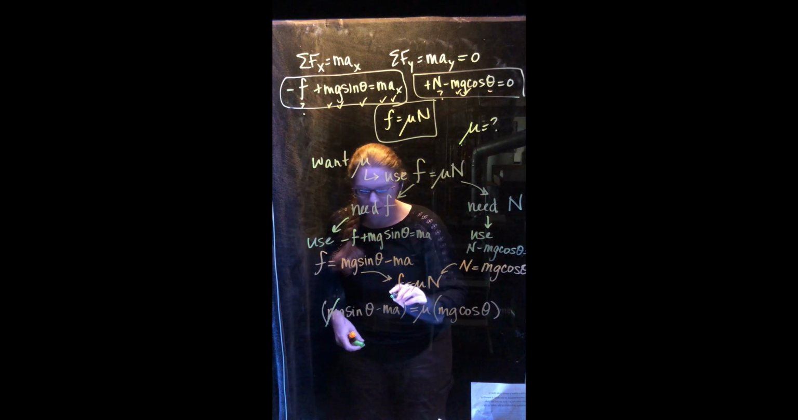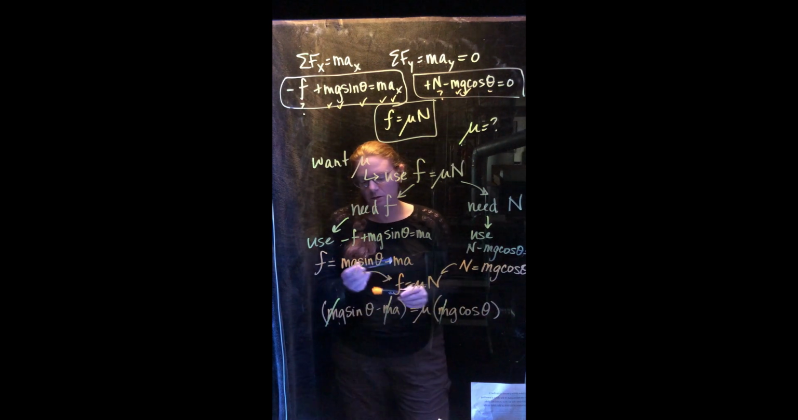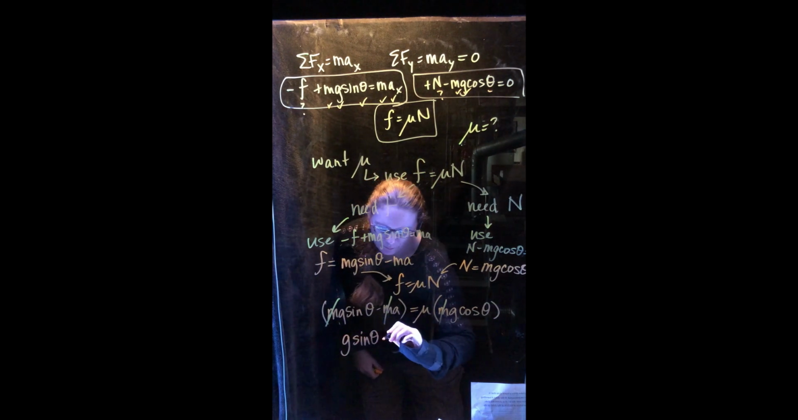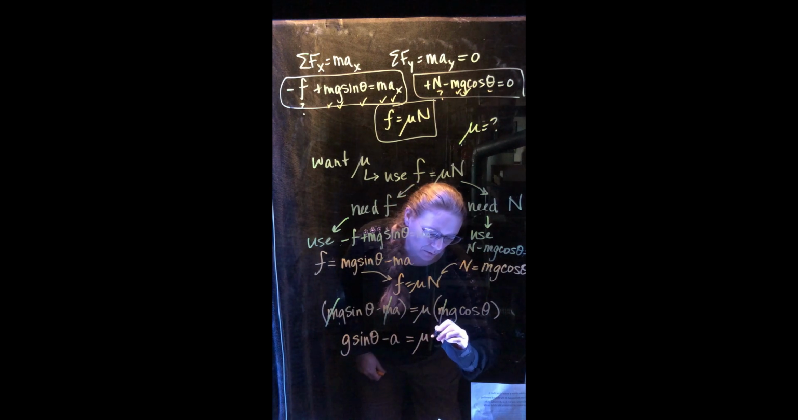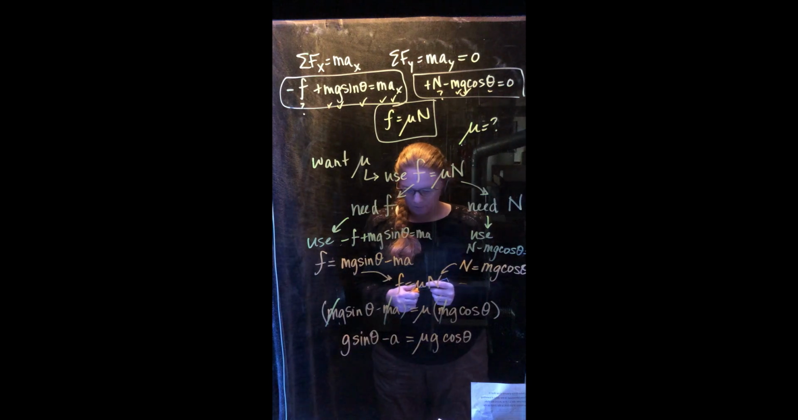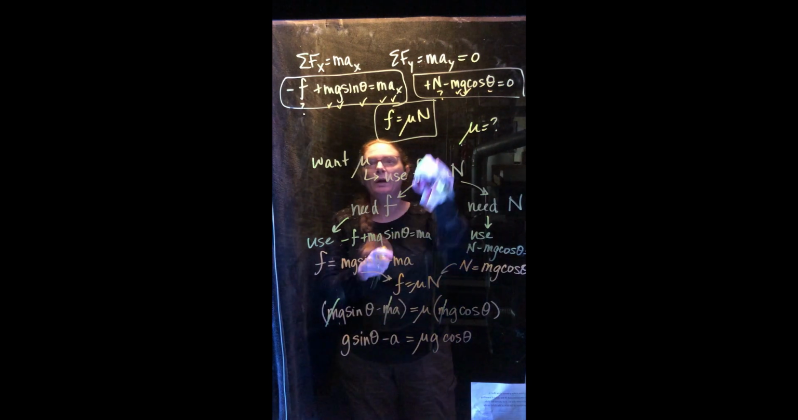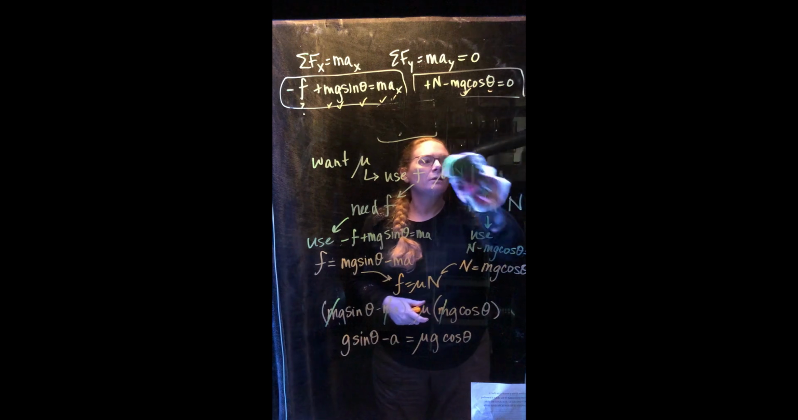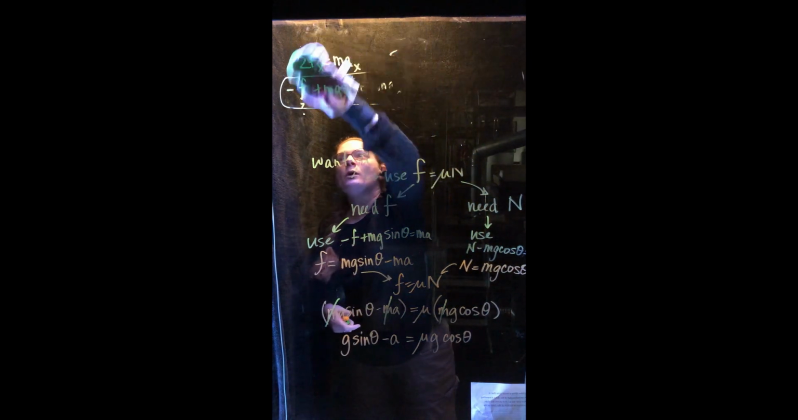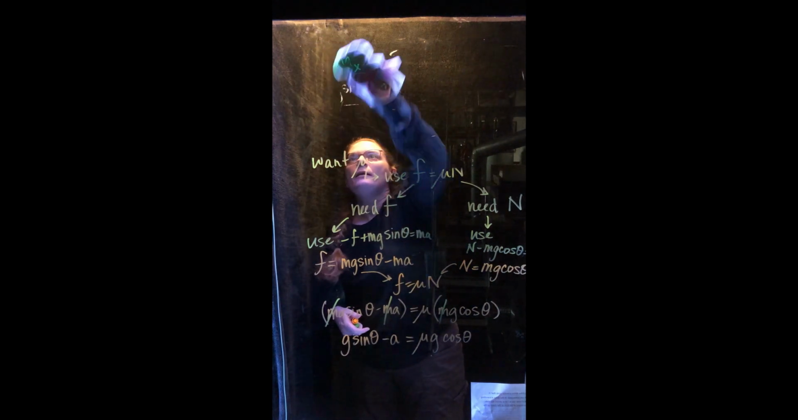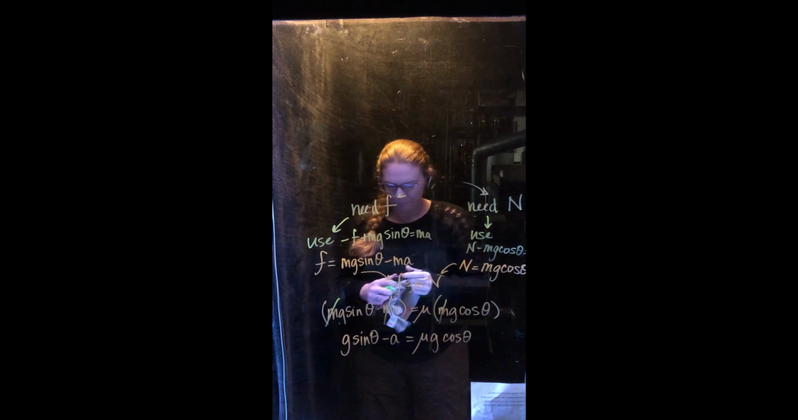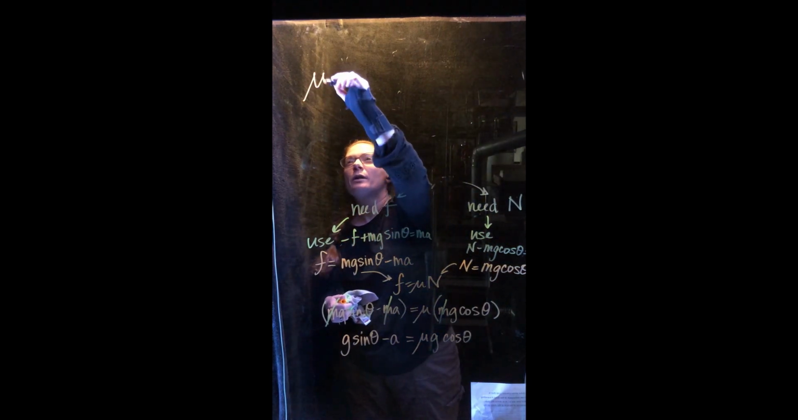So I'm going to get rid of the masses. Ta-da! I just made my life easier. So my equation ends up being g sine theta minus a equals mu g cosine theta. All right. And we can rewrite that. At this point, if you want to put the numbers in, go ahead, or you can rewrite it for mu equals and do it that way, whatever way you're comfortable. I'm going to rewrite it for mu.